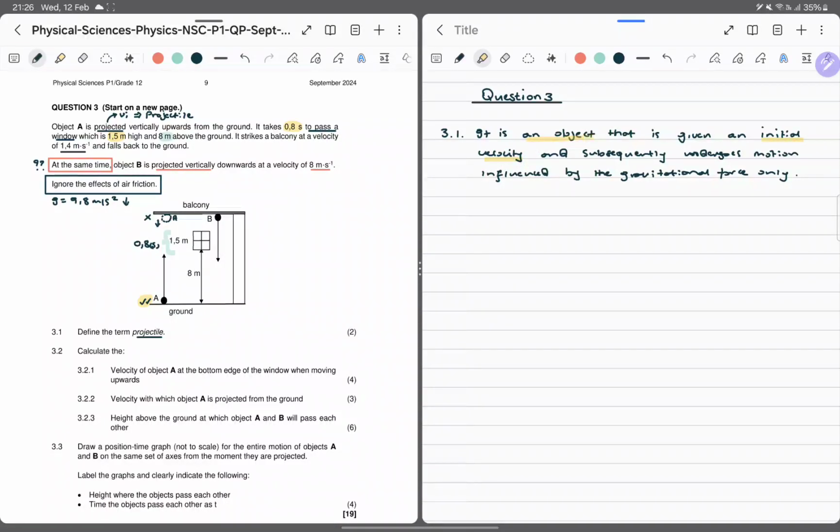By the way, it has to be an object or a body with some initial velocity, and then it undergoes motion that is influenced by the gravitational force only. In my opinion, how you place the statements doesn't really matter, but what we need to know is that this is an object or a body, and there has to be some initial velocity, and we can talk about the gravitational force being the only force acting throughout its motion.